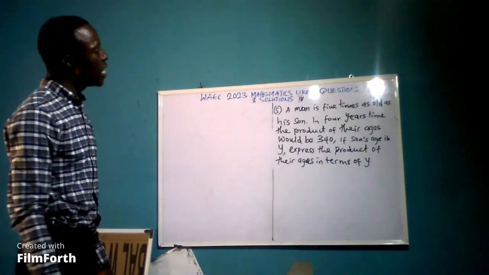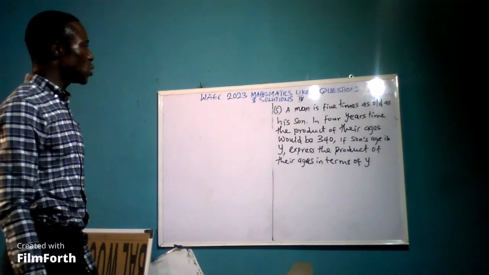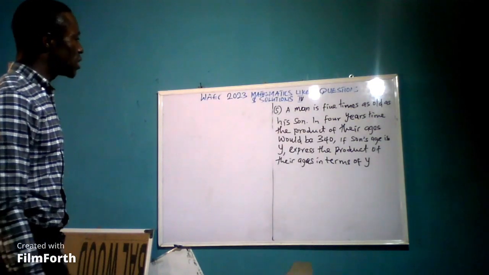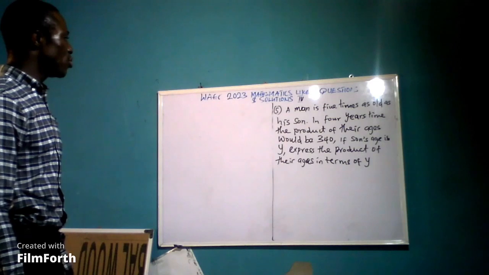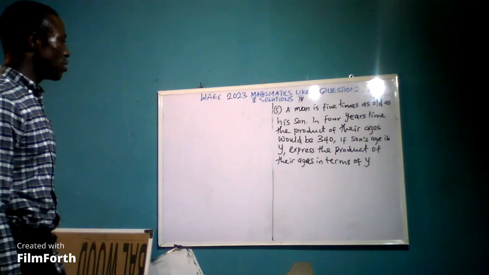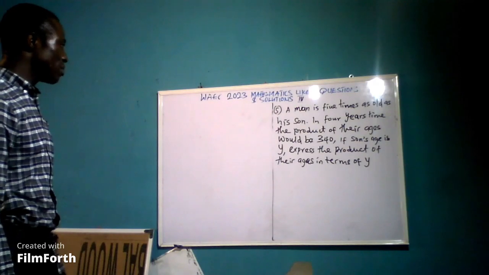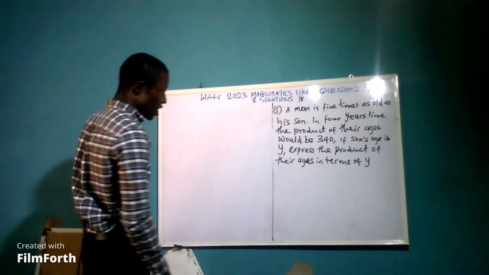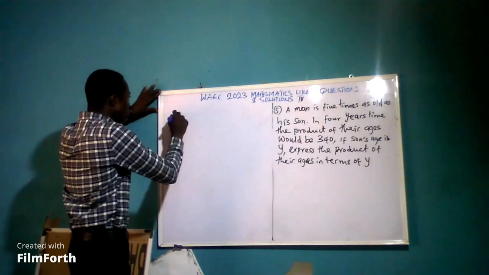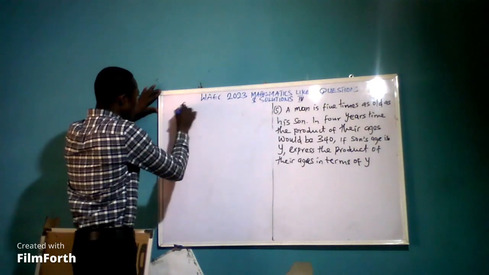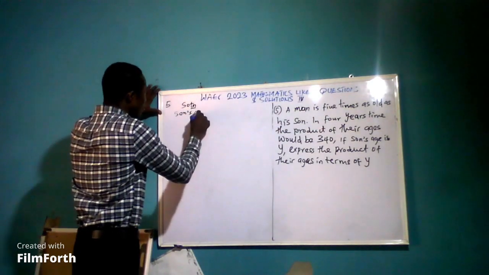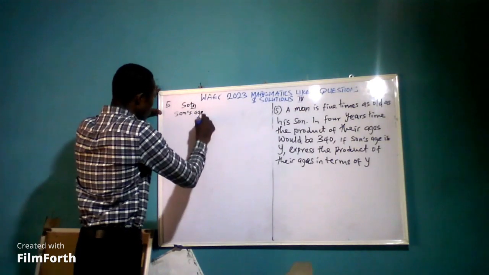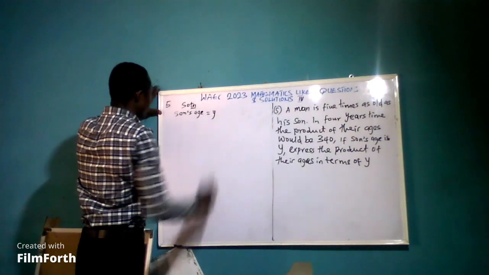Yeah, let's take question number 5. We have a man who is 5 times as old as his son. In 4 years' time, the product of their ages would be 340. His son's age is y. Express the product of their ages in terms of y. We are given the age of the son presently to be y. Solution. Son's age presently is equal to y.